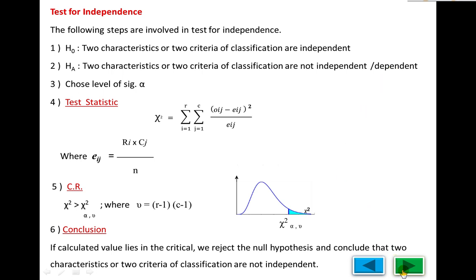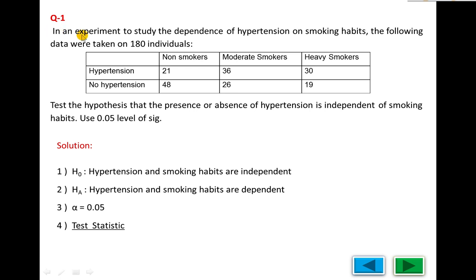Now we will solve the numericals. In an experiment to study the dependence of hypertension on smoking habits, the following data were taken on 180 individuals. The main variables are hypertension and smoking habits. These are the characteristics, the criteria of classification. These are the categories of smoking habits: non-smokers, moderate smokers, and heavy smokers. And these are the categories of hypertension: no hypertension and hypertension.